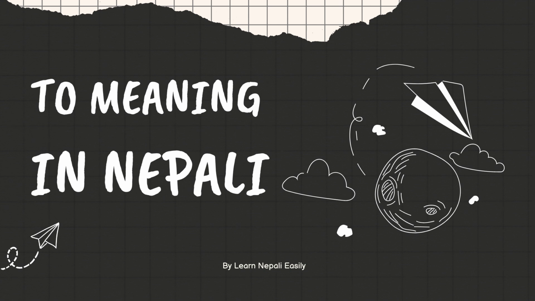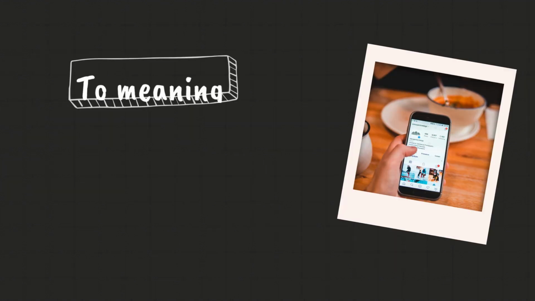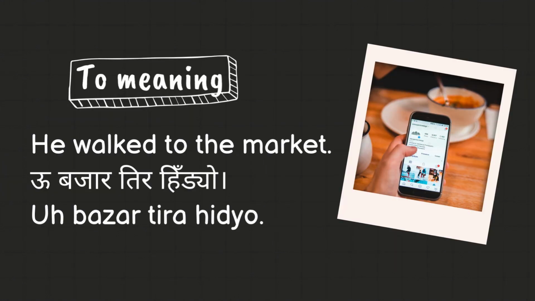First, when "to" is used to show direction or movement towards something, it translates to "tira", or sometimes just "ma". For example, he walked to the market. ऊ बजारतिर हिँड्यो. Bazar means market. ऊ हिँड्यो means he walked. हिँड्यो means walked.